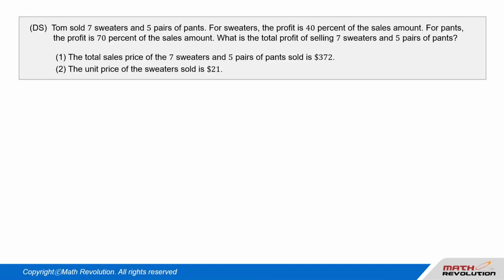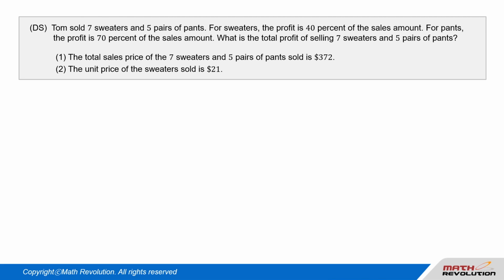Question: DS. Tom sold 7 sweaters and 5 pairs of pants. For sweaters, the profit is 40% of the sales amount. For pants, the profit is 70% of the sales amount. What is the total profit of selling 7 sweaters and 5 pairs of pants?